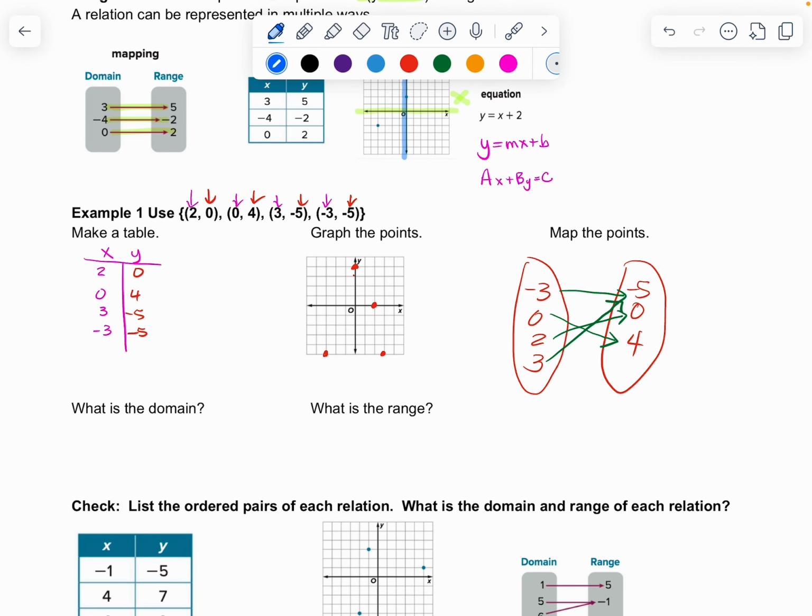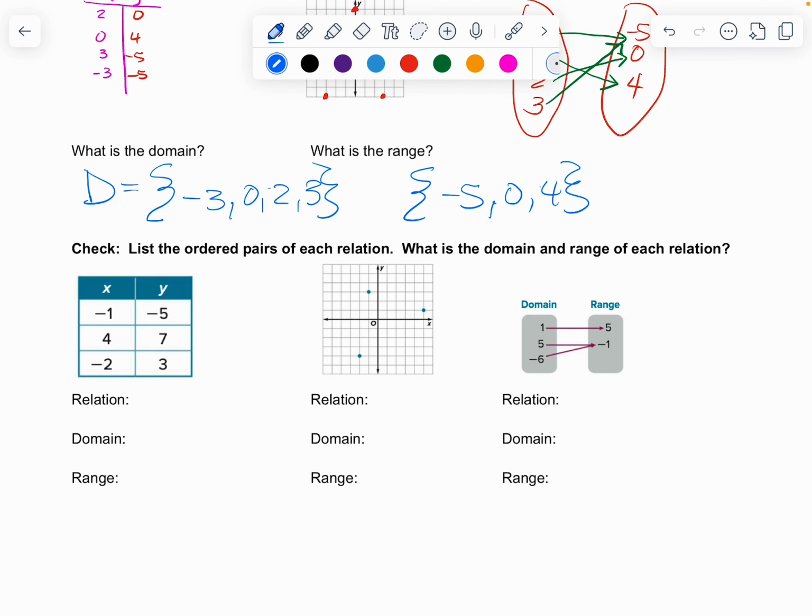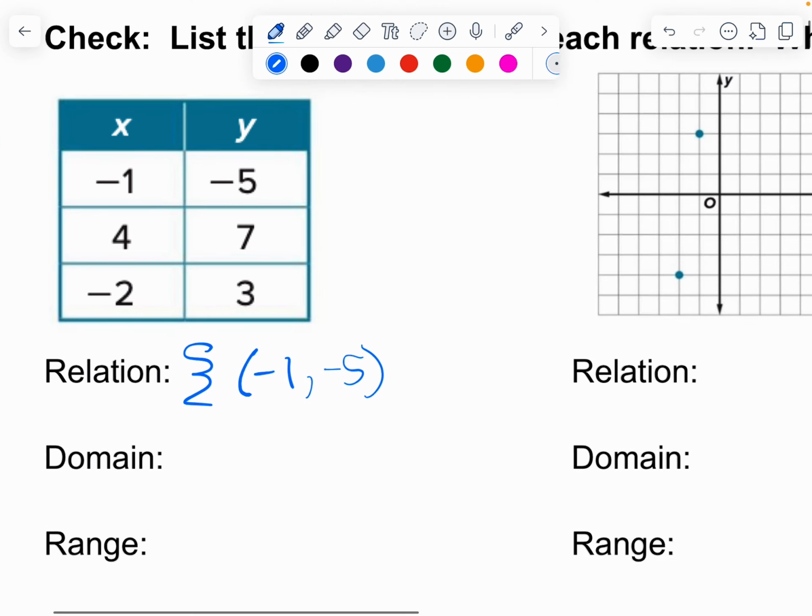So what is the domain on this? The domain are the x values: negative 3, 0, 2, 3. The range on this would be negative 5, 0, 4. So the relation of this, we put it in an ordered pair. Negative 1, negative 5, comma, 4, 7, and negative 2, 3.